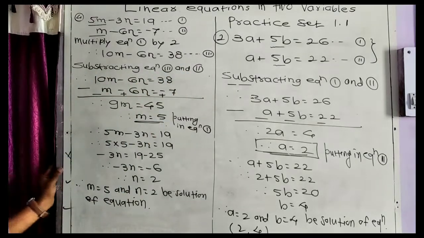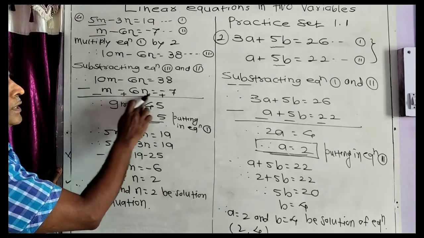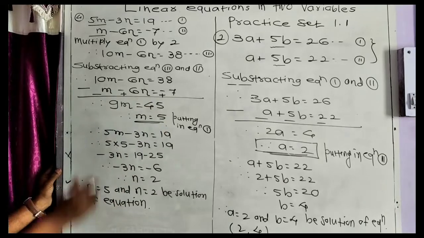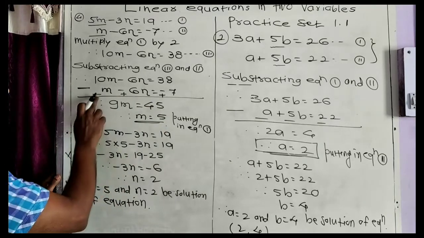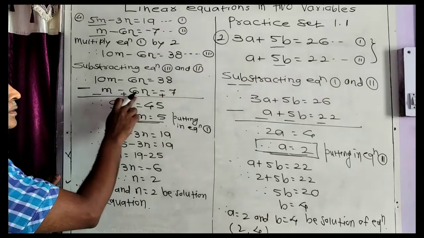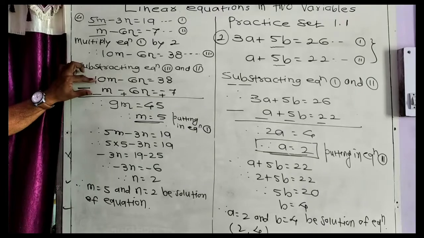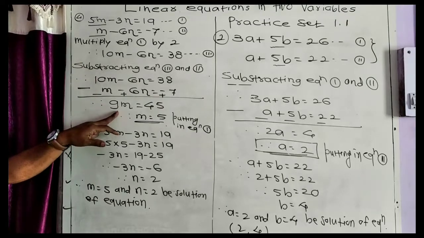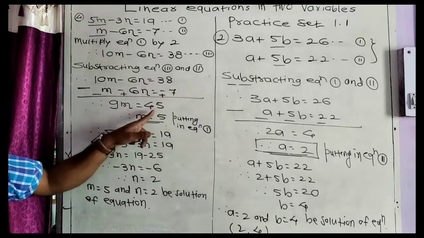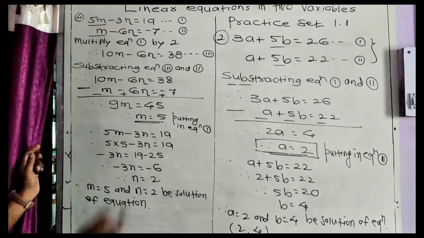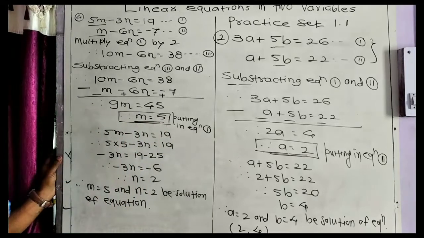So we write both equations: 10m minus 6n is equal to 38, m minus 6n is equal to minus 7. For subtraction, we change the sign of the second equation: plus m becomes minus m, minus 6n becomes plus 6n, and minus 7 becomes plus 7. So we get 10m minus m is 9m, plus 6n minus 6n gets cancelled. 38 plus 7 is 45, divided by 9, we get m is equal to 5. So we have the value of the first variable, m = 5.